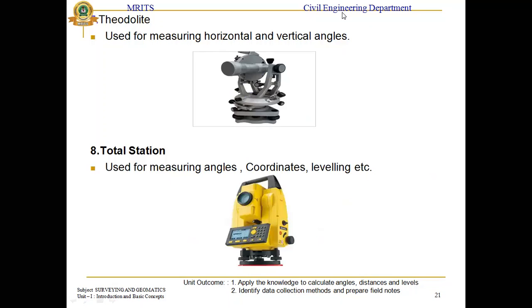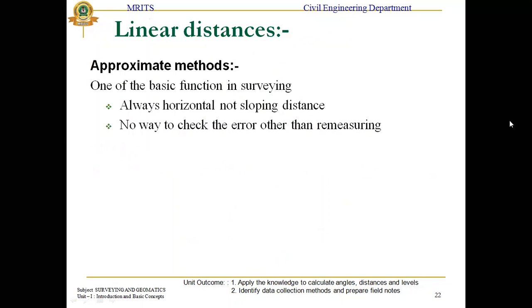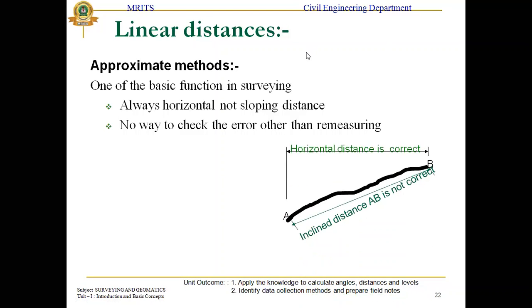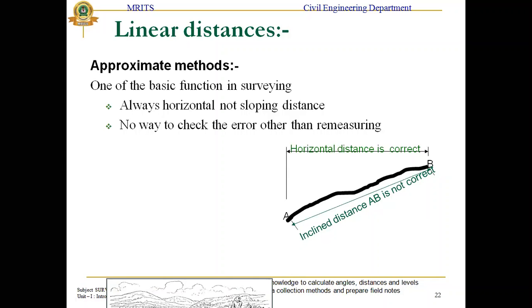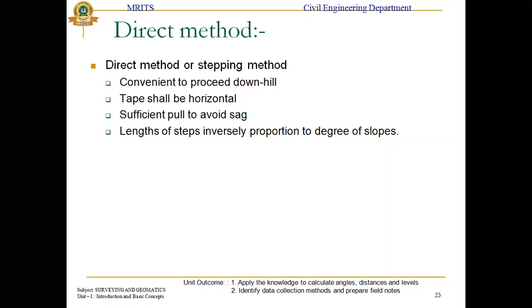Next, coming to linear distance, approximately: one of the basic functions of surveys. All distances are horizontal, not sloping distances. There is no way to check the error in the remaining. This is the process of the approximate method. In this diagram, the horizontal distance is correct and the inclined distance of AB is not correct. Sometimes this process was the one calculated in the oldest days.